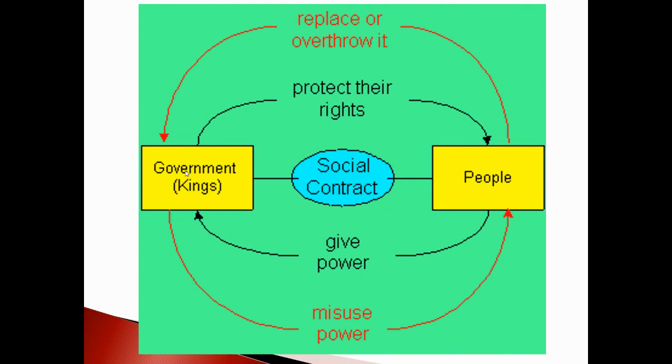Okay, so we have four political theories: force, evolutionary theory, the divine right theory, and the social contract theory. Remember, social contract's my favorite, so it's always the right answer.